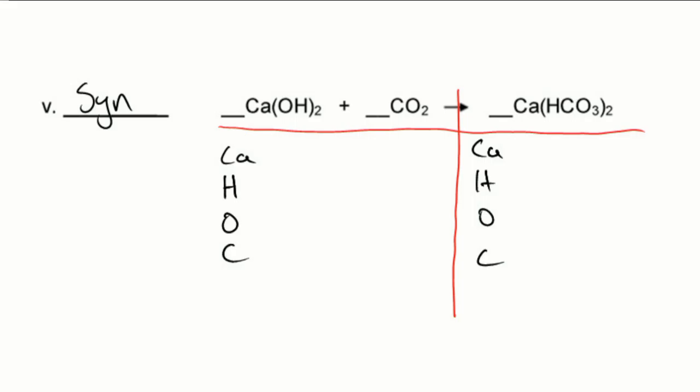All right, so calcium, I'm starting with one. Hydrogen, I have two. Oxygen, I have four. And carbon, I have one. Now I'm going to do the same thing on the other side. My product side, I have one calcium. I have two hydrogens. I have two carbons, and I have, oh no, there's carbon down at the bottom. Two carbons, and I have six oxygens.